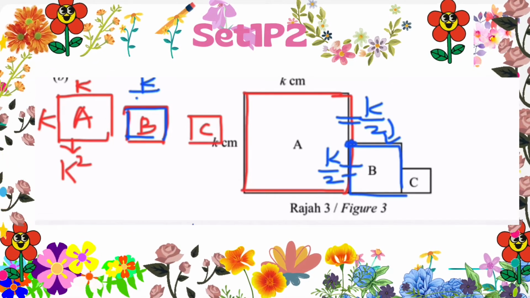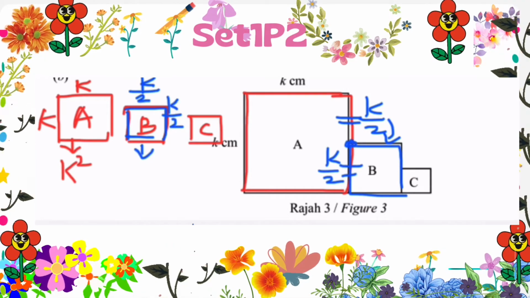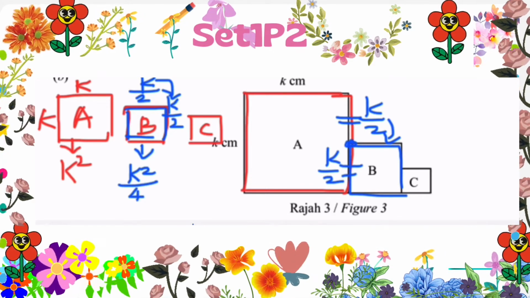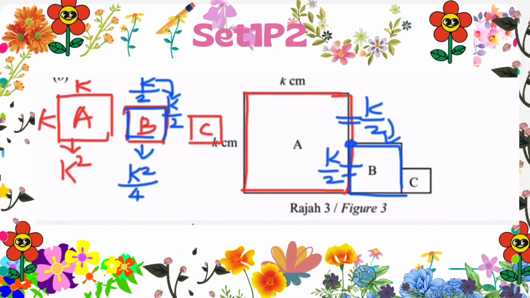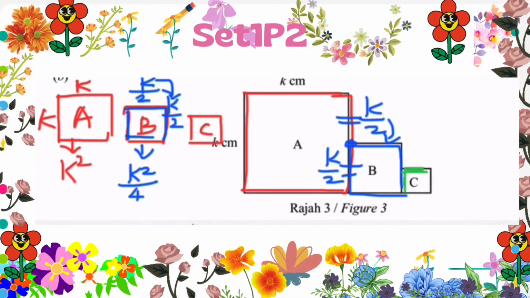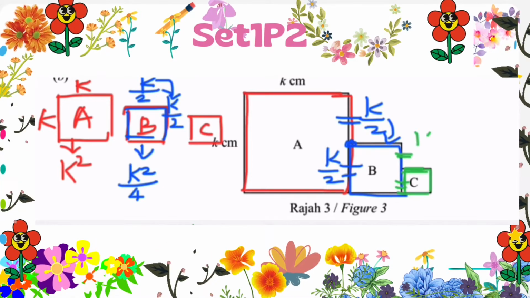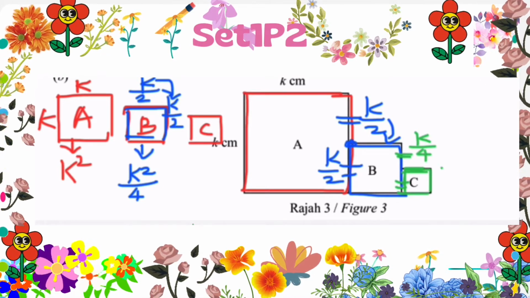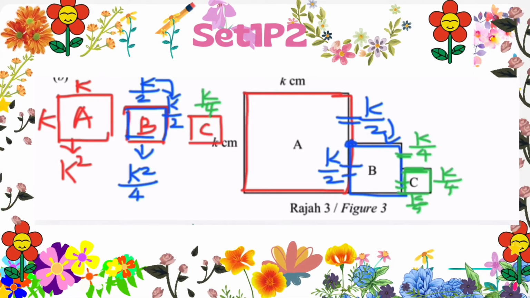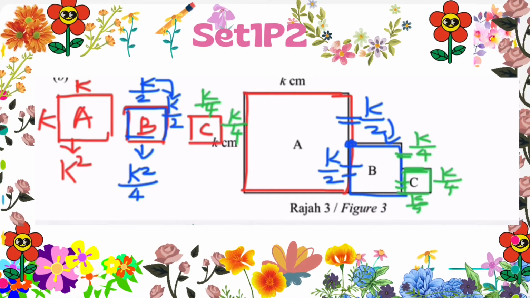So it means that it will be half of the previous one. So the area for square B will be K over 2 times K over 2, which is K squared over 4. How about C? Let's have a look at C. The side, just now it was K over 2. K over 2 divided by 2 will be K over 4. Meaning that every side here will be K over 4, right? So we must be clear what the subject is. The subject is the area of the square.